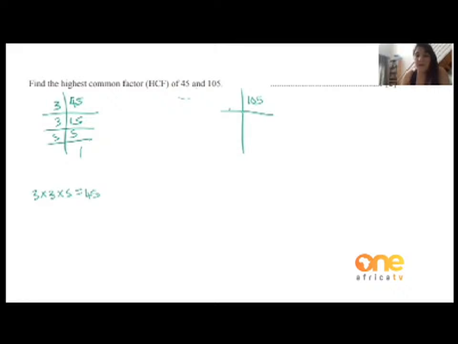Okay, is 105 divisible by 3? Well, 1 plus 5 is 6, and 6 is divisible by 3, so 105 will be divisible by 3, and 105 divided by 3 is 35. Okay, is 35 divisible by 3? No, because 3 plus 5 is 8, so I'm going to go with 5 being the first prime factor I can divide in. 35 divided by 5 is 7. And 7 can be divided by itself once. And so I can write 105 as 3 times 5 times 7.